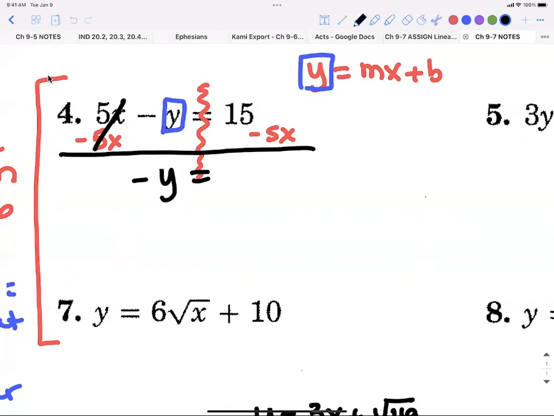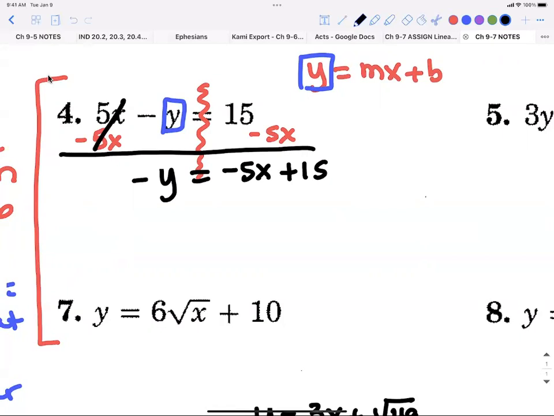Which one do I list first? If I want it in MX plus B, I want the one with the X first. Yeah, I want that negative 5X first because I want it in MX plus B. And so I always write my X value first. And then it's a plus 15, so I'm going to write plus 15.